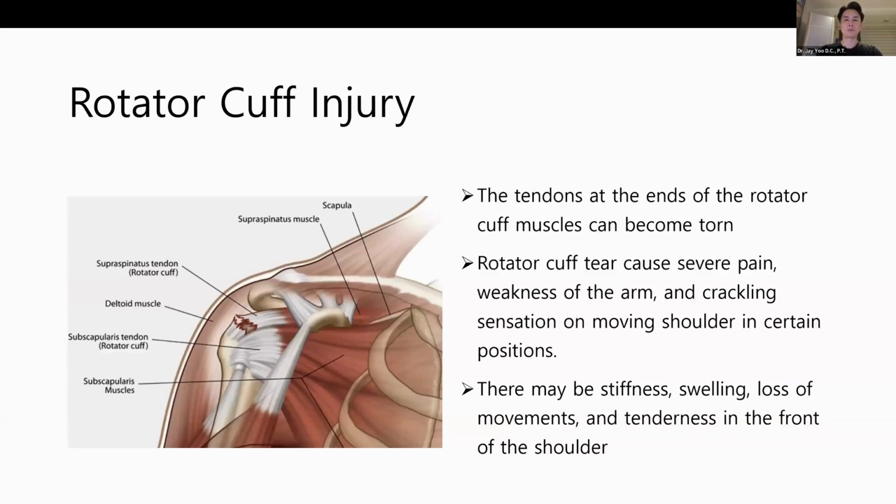So, rotator cuff injury. The tendon of the rotator cuff can be torn. A rotator cuff tear causes severe pain and weakness in the arm, or a cracking sensation on movement of the shoulder in a certain position. There may also be stiffness and swelling, a loss of movement, a loss of function, or tenderness in front of the shoulder. Most patients complain of pain in the front.